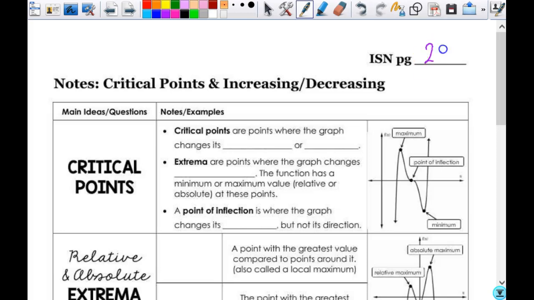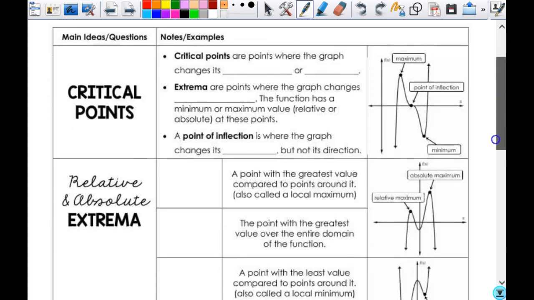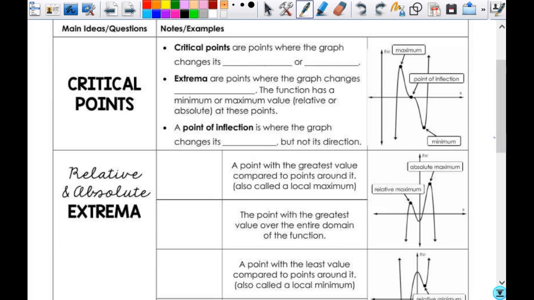Alrighty, so this is going on page 29 when we're done. Today we're going to talk about critical points and increasing and decreasing. All right, so your critical points over here are points where the graph changes its direction or shape. Okay, so direction or shape.